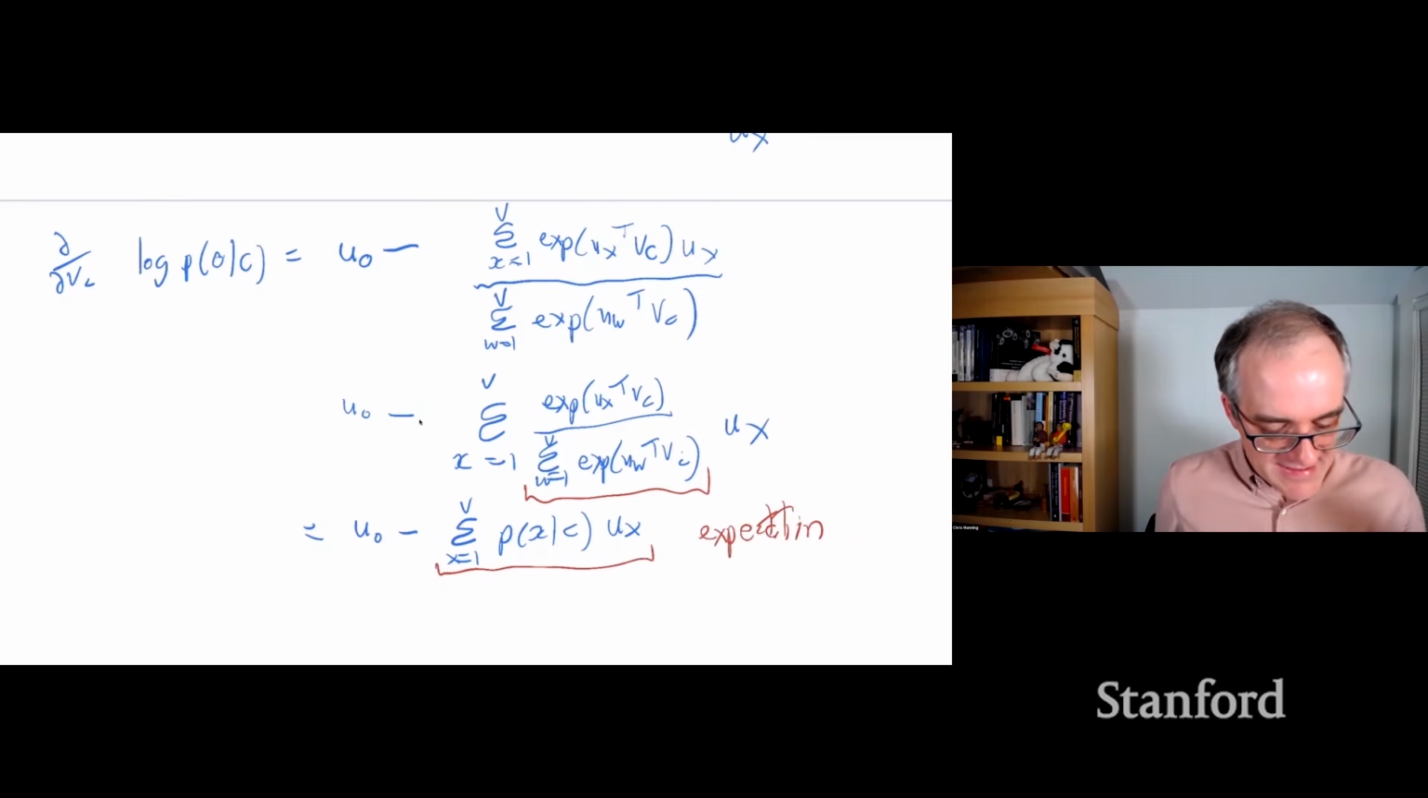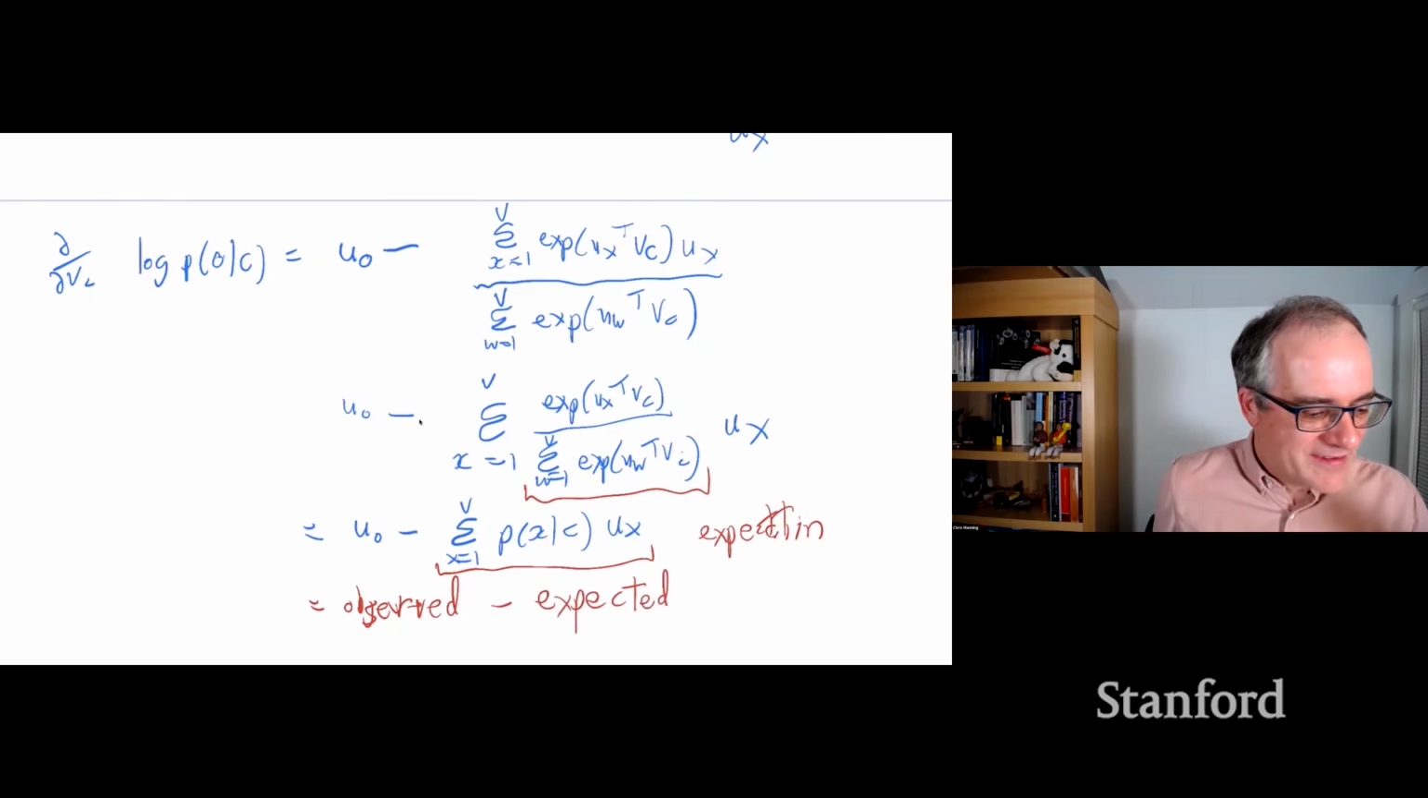It's always the case with these softmax style models that what you get out for the derivatives is the observed minus the expected. So our model is good if on average it predicts exactly the word vector that we actually see. We're going to try and adjust the parameters of our model so it does that as much as possible. Of course, as you'll find, you can never get close.